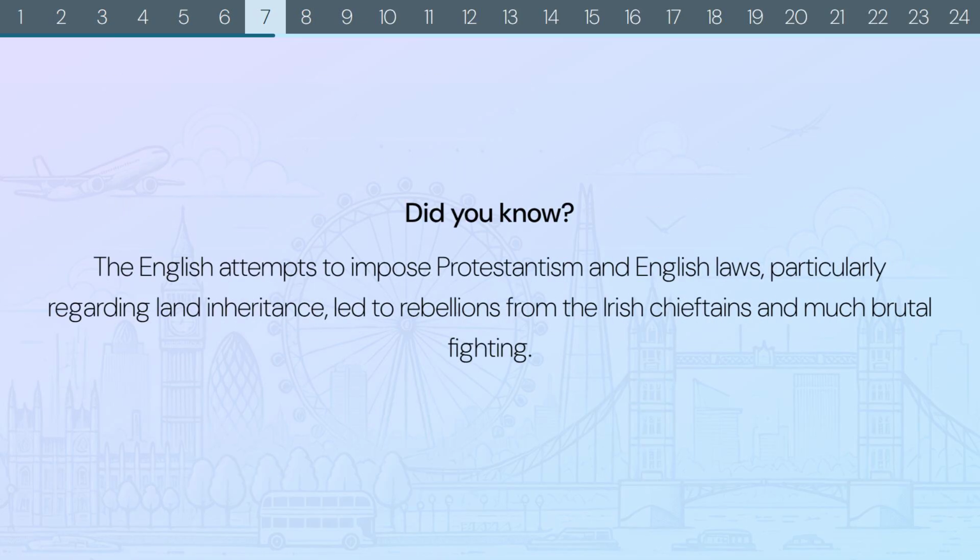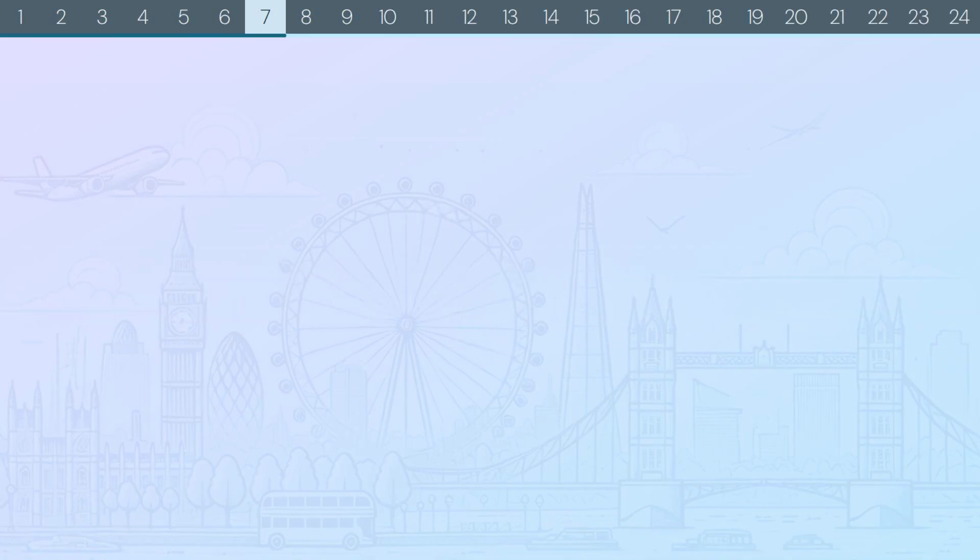Did you know? The English attempts to impose Protestantism and English laws, particularly regarding land inheritance, led to rebellions from the Irish chieftains, and much brutal fighting.